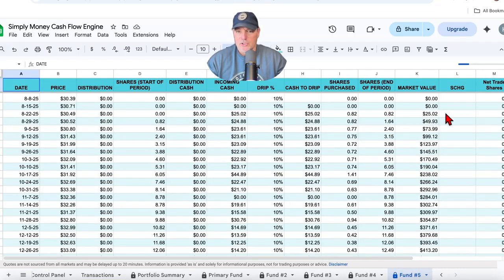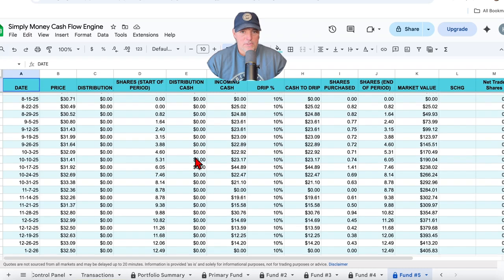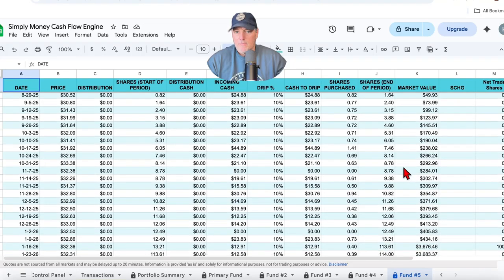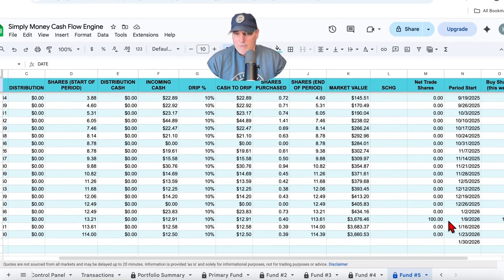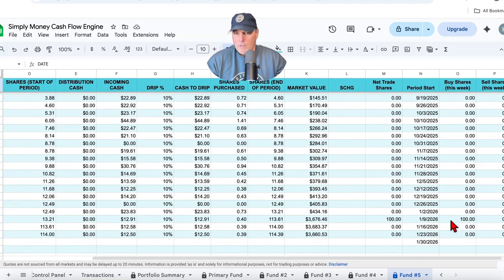And then SCHG, we have that going on. Same thing, we have the distribution from Ulti coming over, so your incoming cash, you're buying more shares. And then remember I had shown the example of buying shares, which we have right here, 100 shares net. We bought 100. We didn't sell any, so your net is 100. And you can see how that increased right here, your shares ending, because you bought this 100 shares plus the reinvested shares from the incoming cash. So that jumped your total shares at the end of the period to 113.